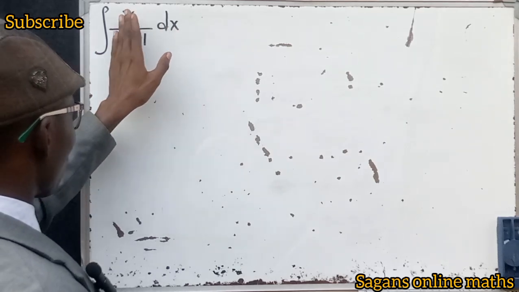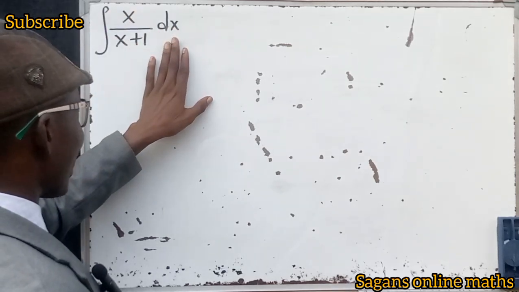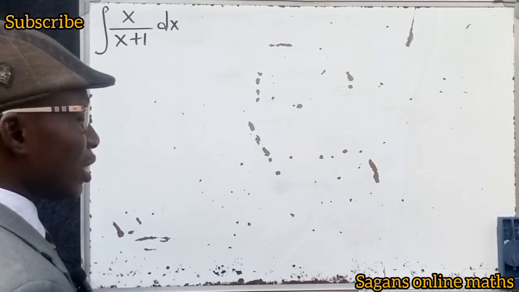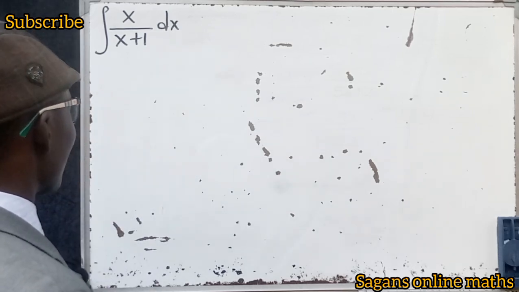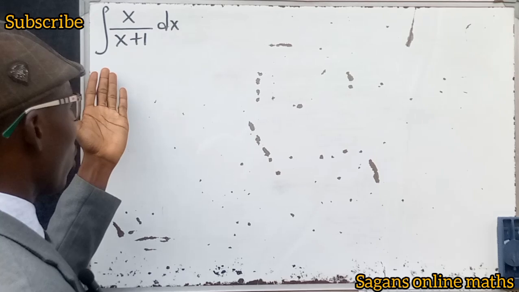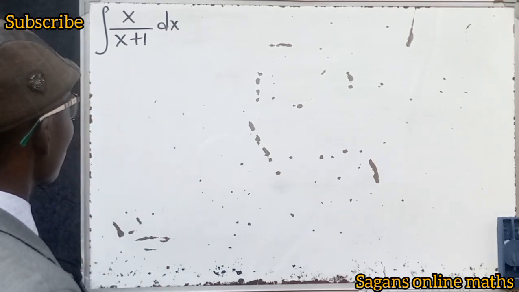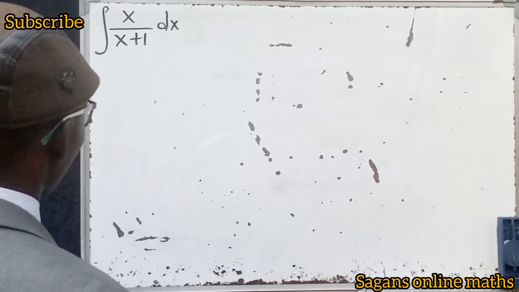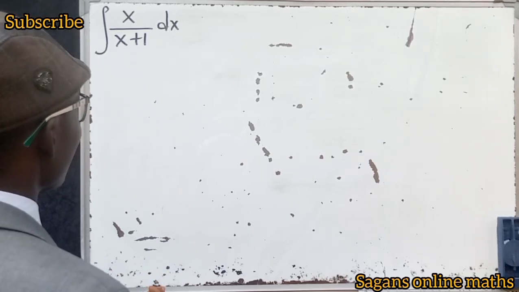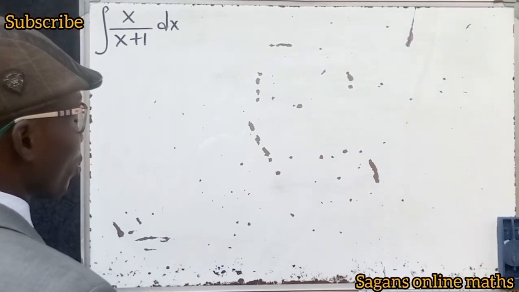That means we are going to integrate this function with respect to x. This is integration, and this is an indefinite integral, because it does not require our lower and our upper limit. So this is an indefinite integral. Now for us to solve this, I'm going to use two methods to solve this particular problem. One, I'm going to use the direct method, and two, I'm going to use the substitution method.